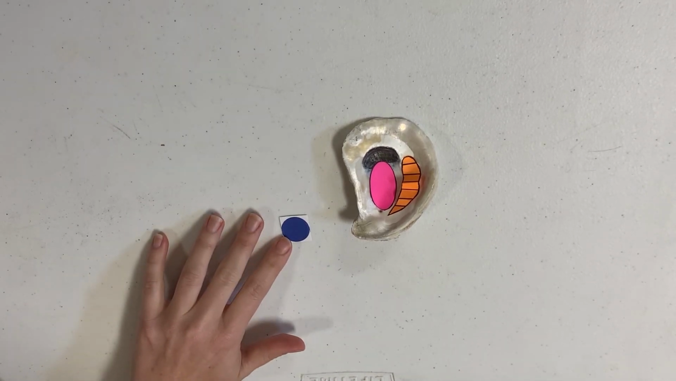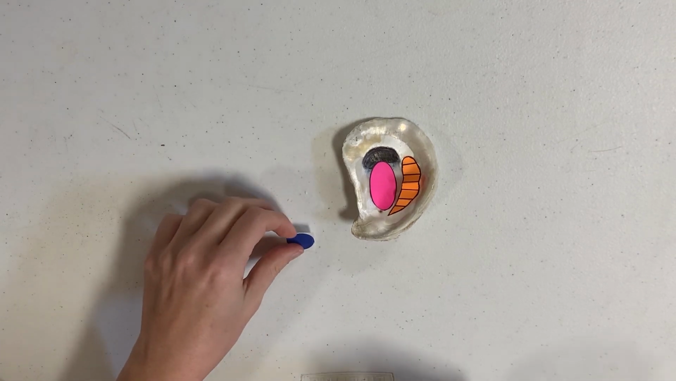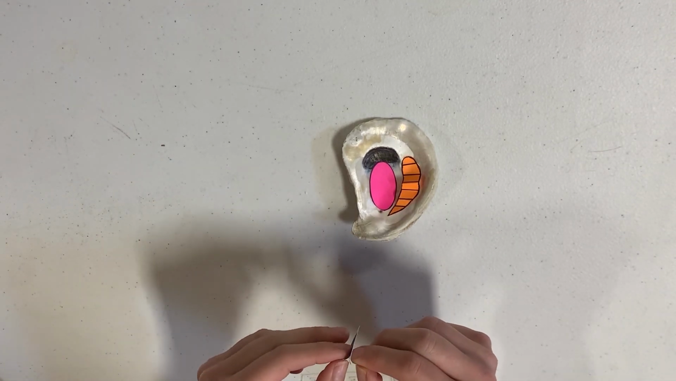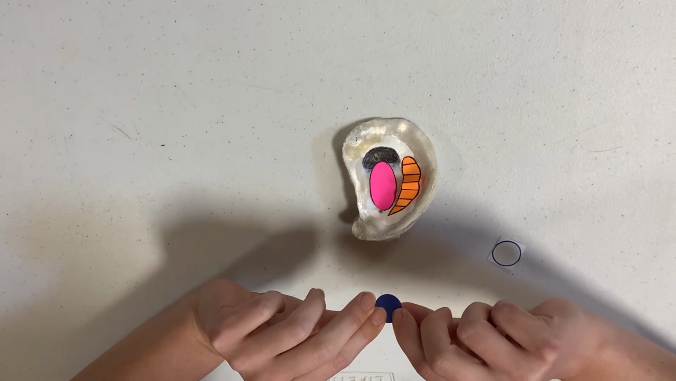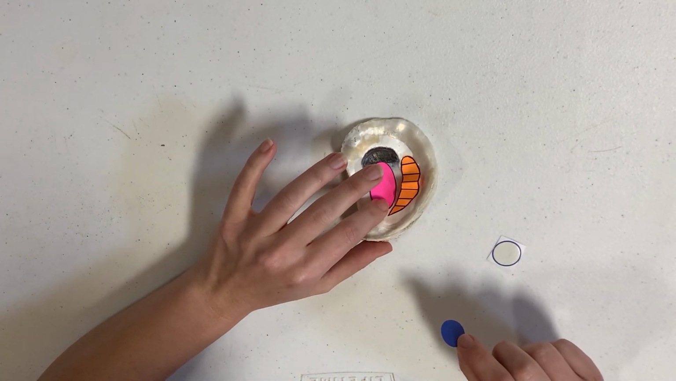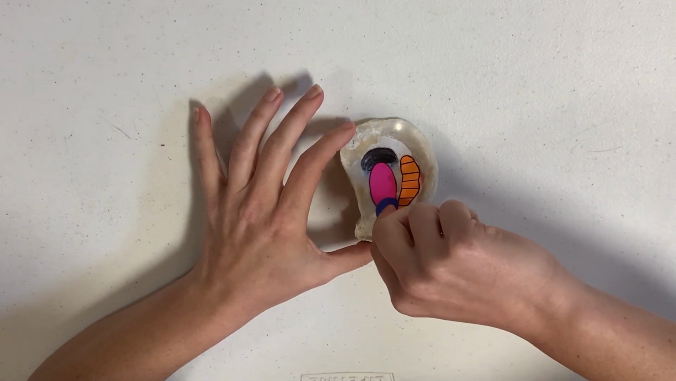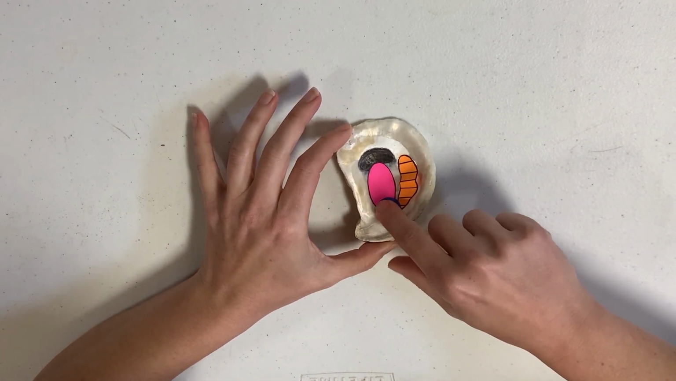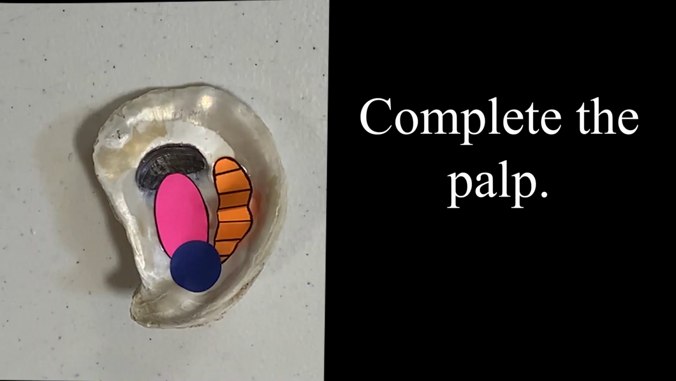Your sticker can be one of many colors. You will just need to peel it, and you will stick it down where the pointy end of the gill and your digestive gland are close together. Pause the video now to complete your palp.